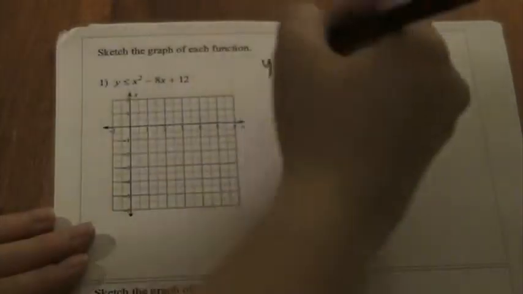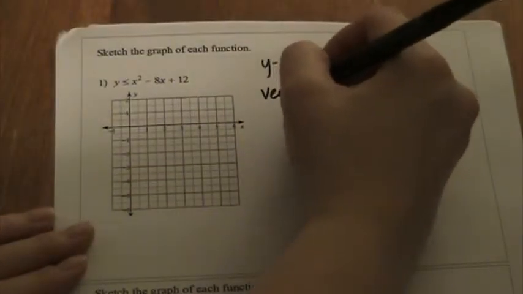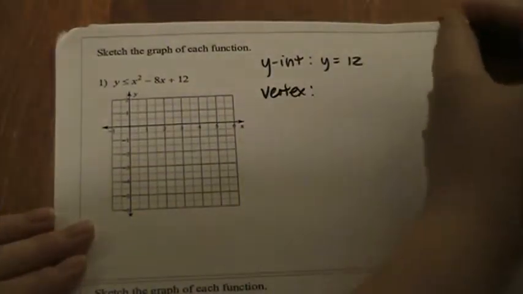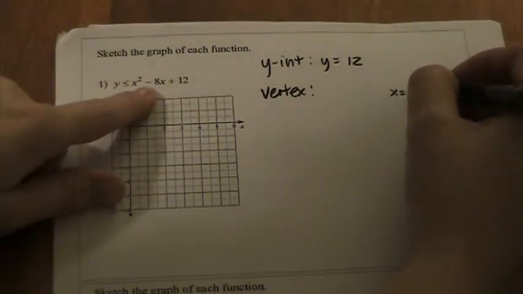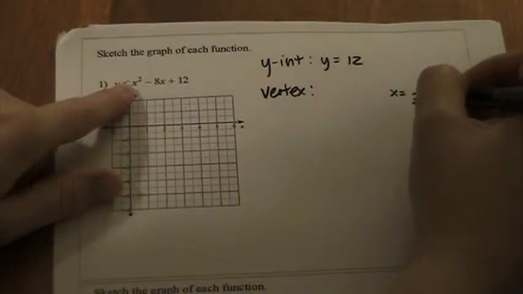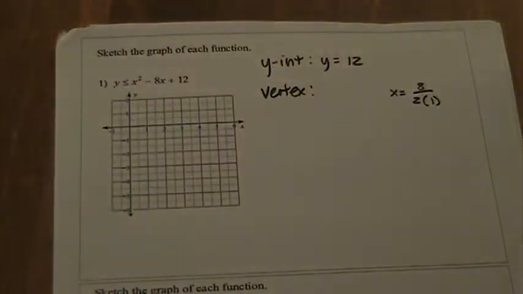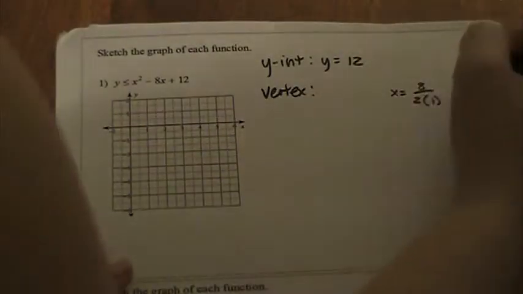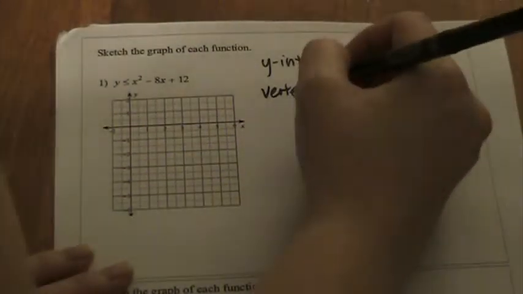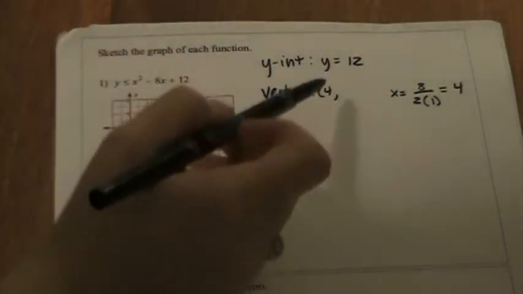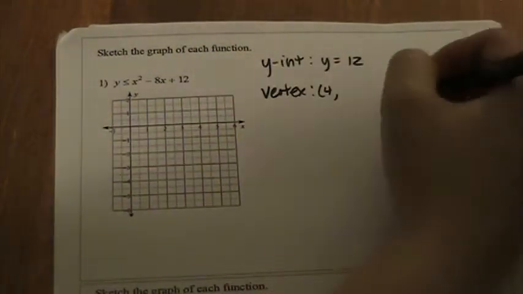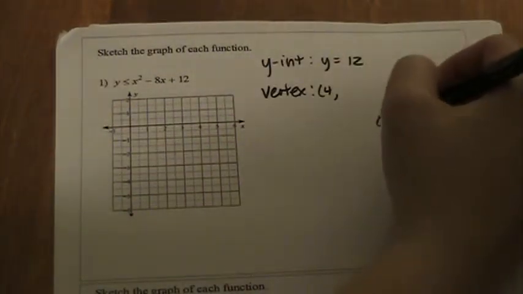Our vertex, we would get the x value of the vertex by the formula the opposite of b, which would be 8, over 2a, which would be 2 times 1 on the bottom, so 2. 8 divided by 2 is 4. So the x value of our vertex is 4. Now to find the y value, I take the x value, plug it in for x, and then evaluate.